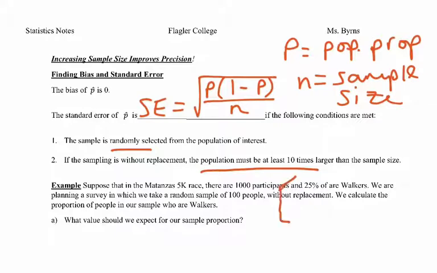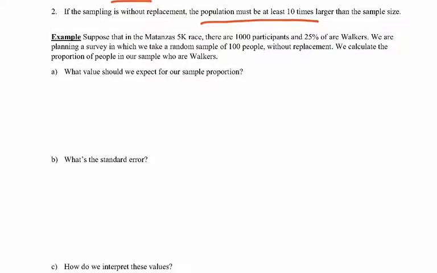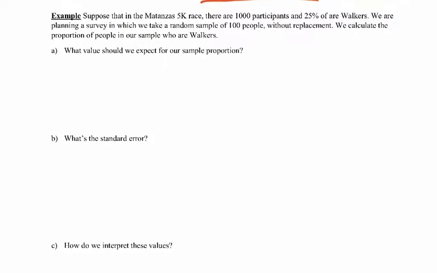So let's do a quick example here. It says, suppose that in the Matanzas 5K race, there are 1,000 participants and 25% are walkers. So what I would do is start writing down what I know. From that sentence, I know right off the bat that P is equal to 25%. That's the population proportion of walkers.